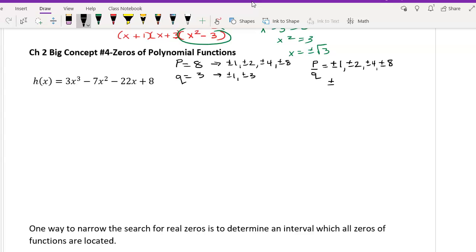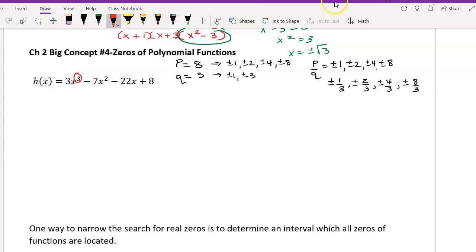So that gets us plus or minus 1/3, plus or minus 2/3, plus or minus 4/3, and plus or minus 8/3. Wow, so taking a look, we have 1, 2, 3, 4, 5, 6, 7, 8, 16 possible zeros. However, we know that at most only 3 are going to work.